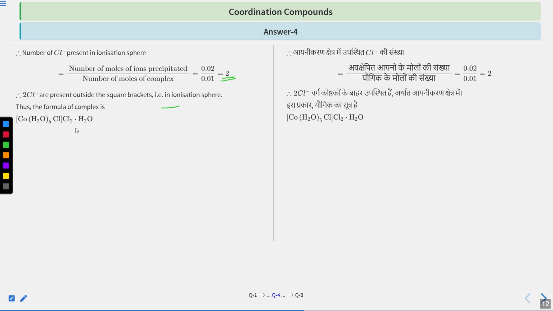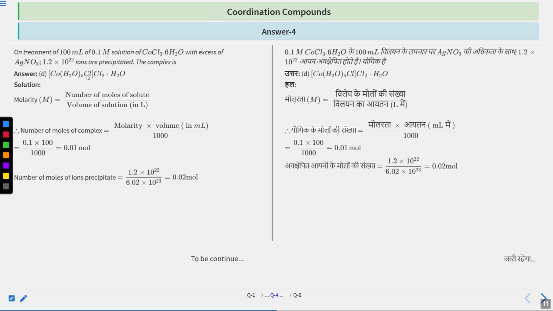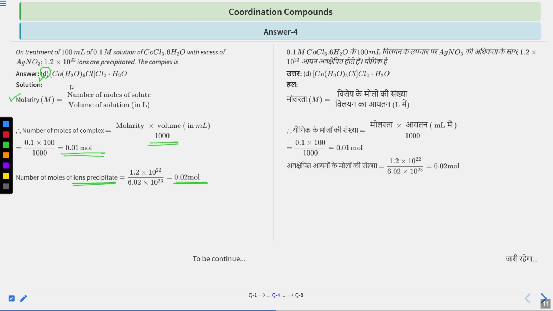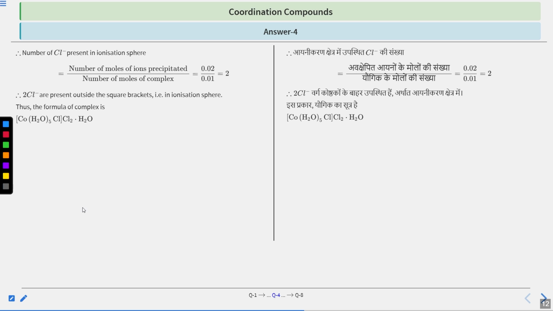So the formula of the complex we can write after looking at the options will be [Co(H2O)5Cl]Cl2.H2O. And thus option D is the correct answer. Okay, now let's move to the next question.